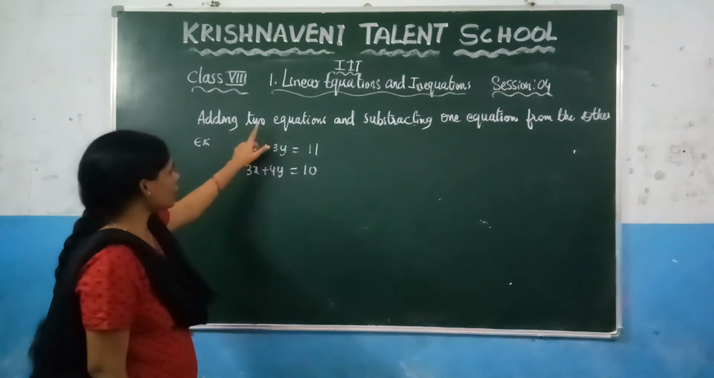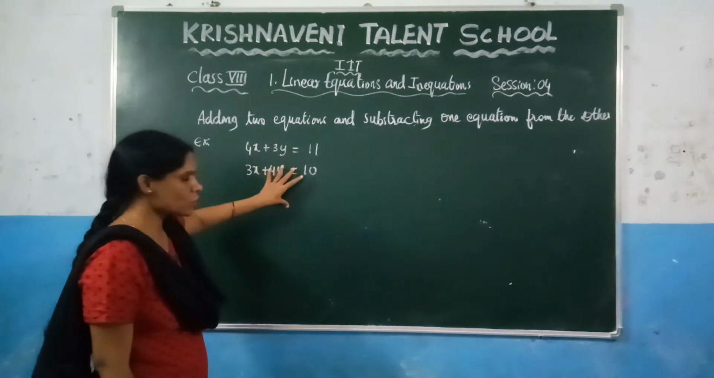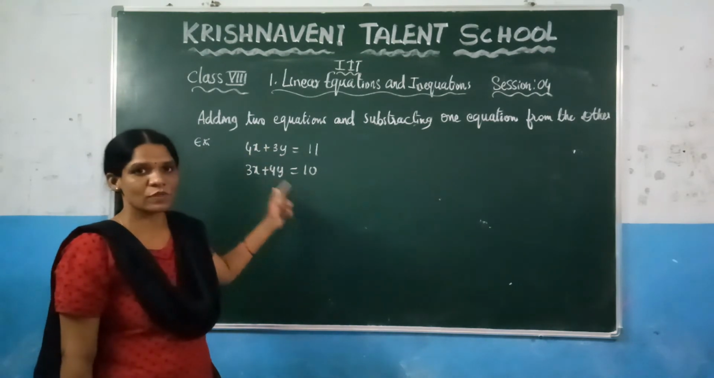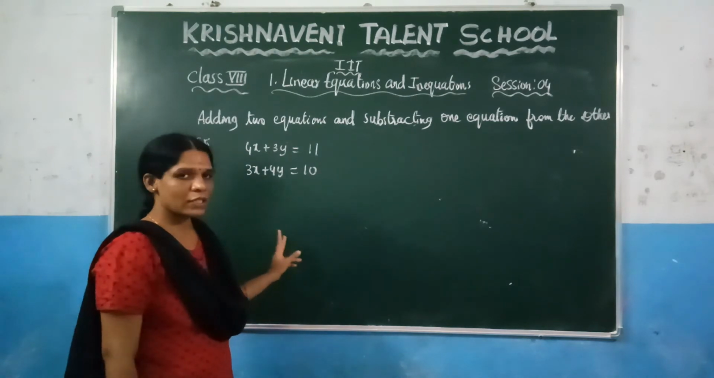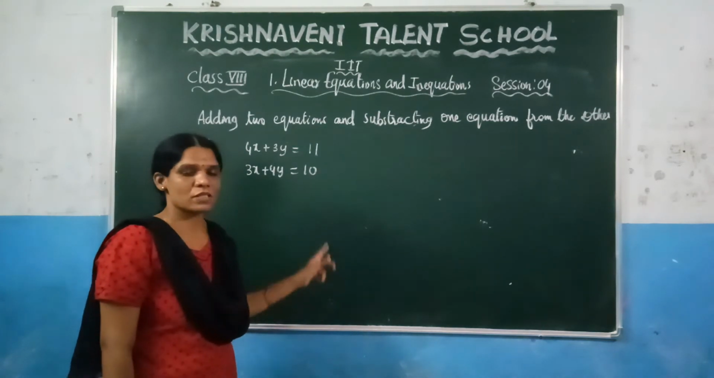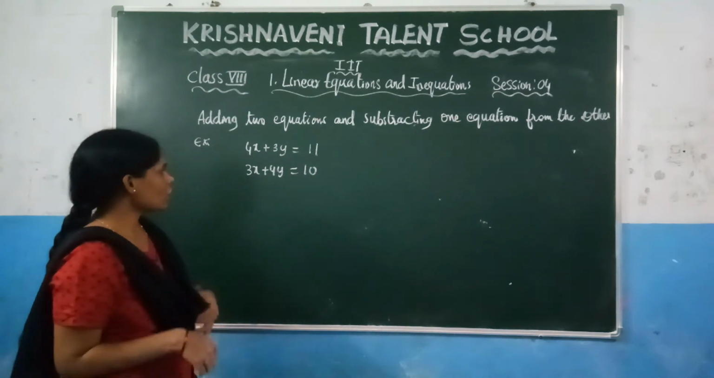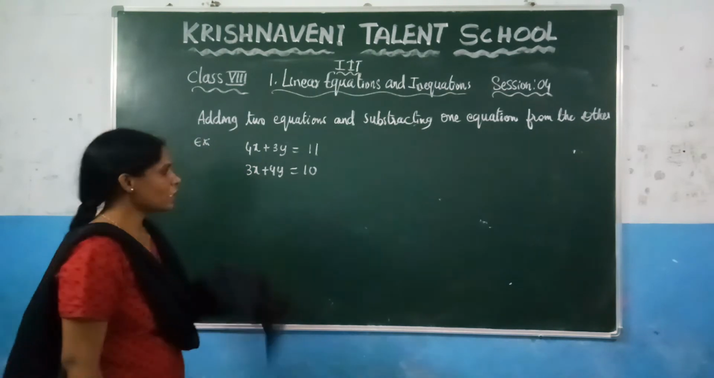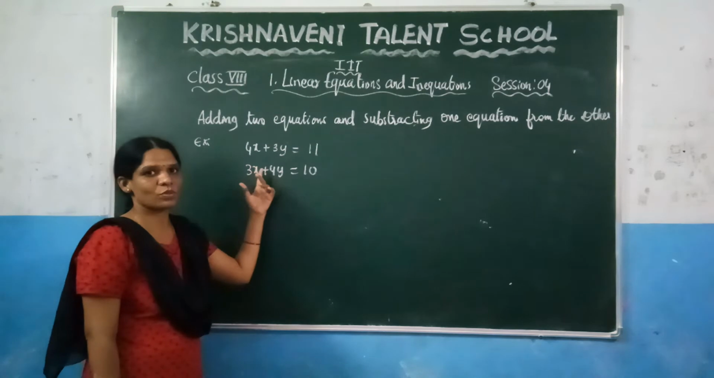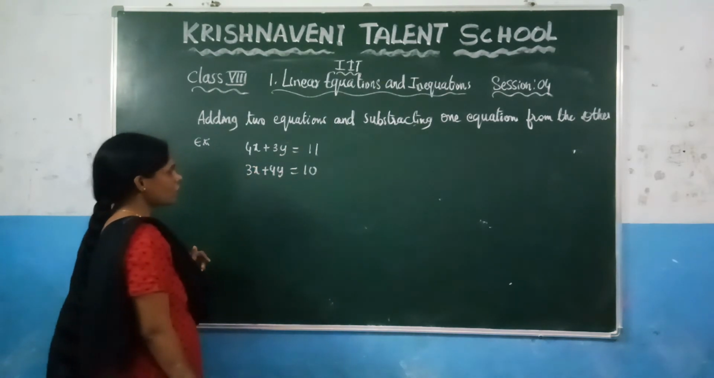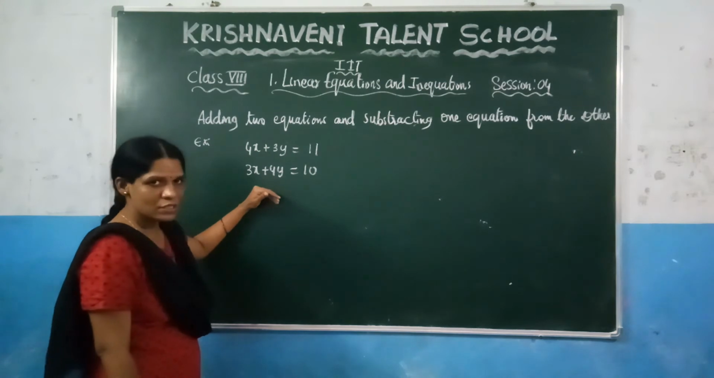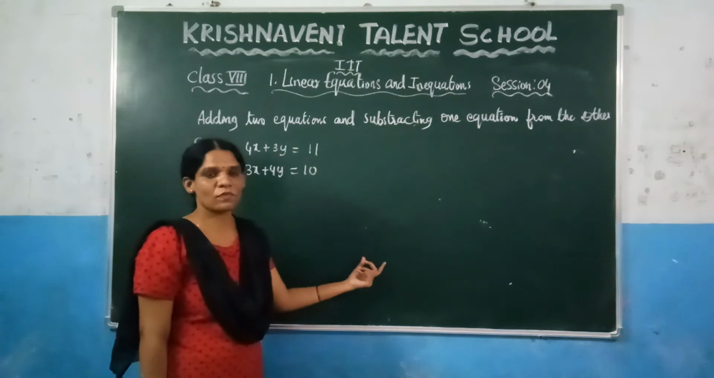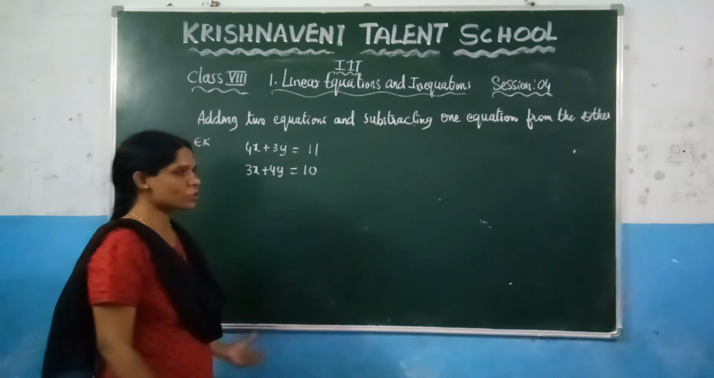Here they said adding two equations. First you need to add these two equations so that you will get one equation, and again subtract these two equations, you will get one more equation. Now you will get two equations, and from those two equations you can solve it. If you are thinking that solving these equations is difficult, you can follow this method. That means you are reducing this equation to a smaller equation. So first you add these two equations, you will get one equation, and again you subtract these two equations, you will get one more equation. Now you need to solve those two equations.